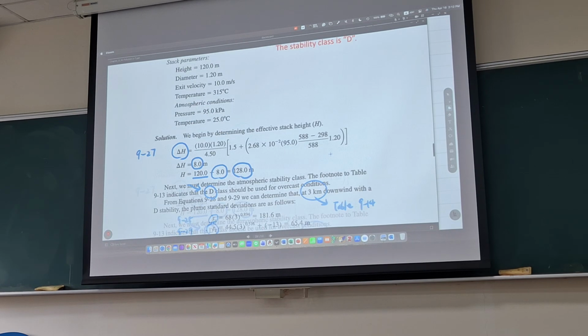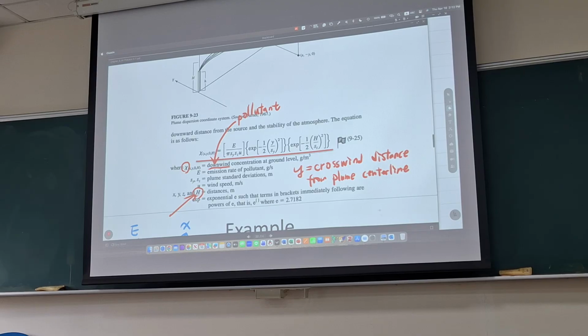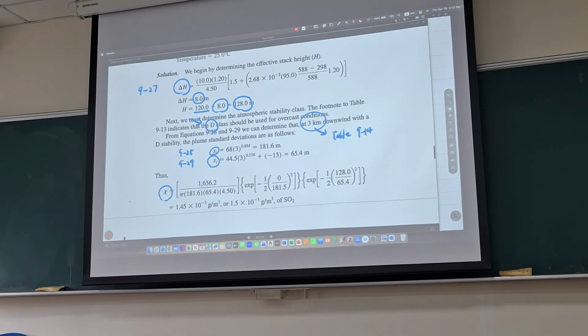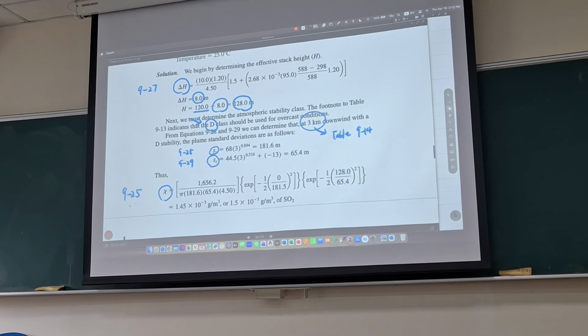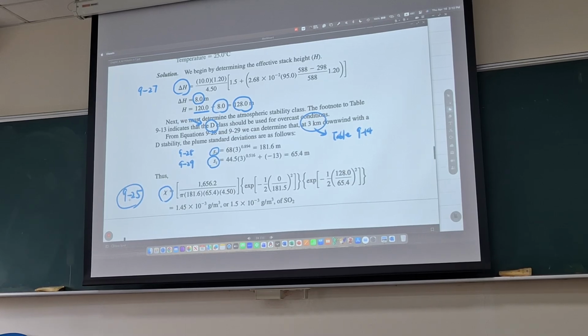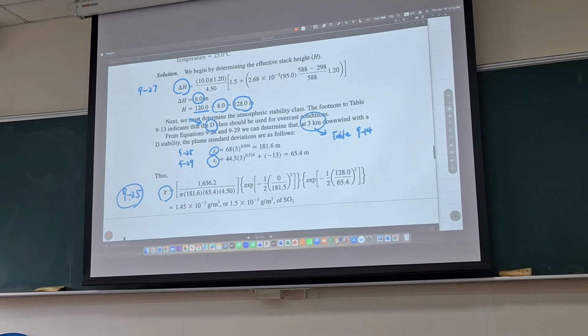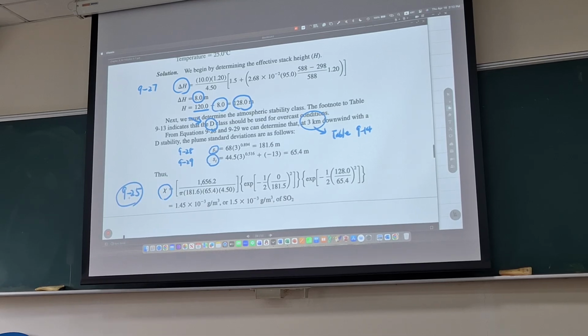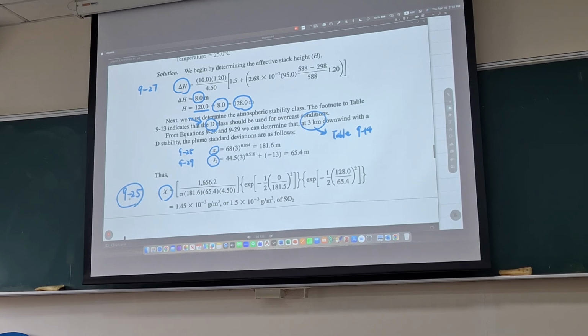So after that, you have everything. Then you use equation 9-25, the Gaussian equation, to find the ground level concentration of the pollutant plume. Pollutant, not the food.